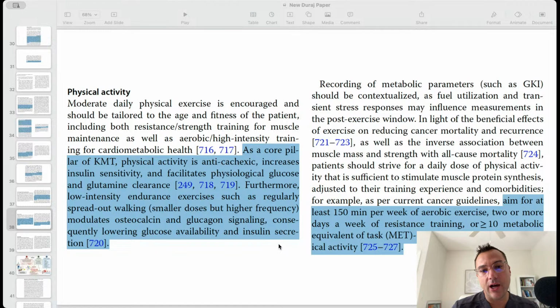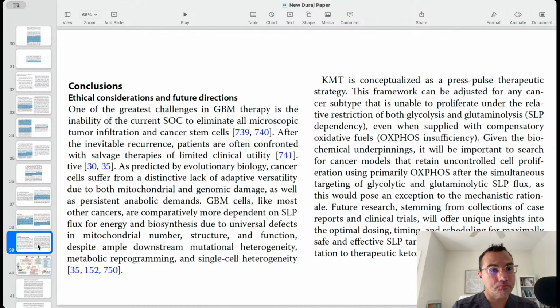But the bottom line for now is just to get moving to the best of your ability. Don't hurt yourself, obviously, but get moving. I think that is a word of wisdom from the authors here.